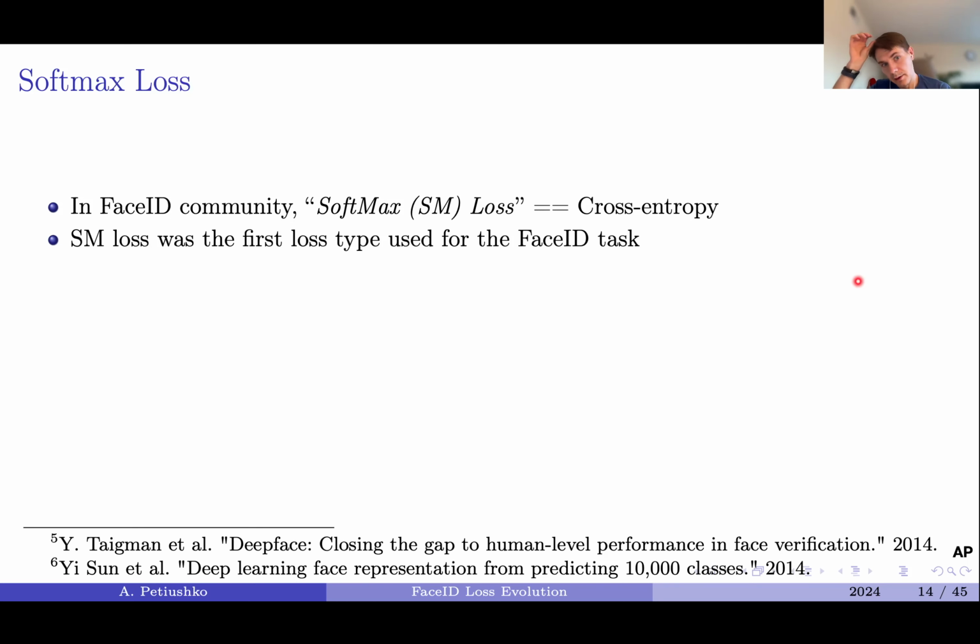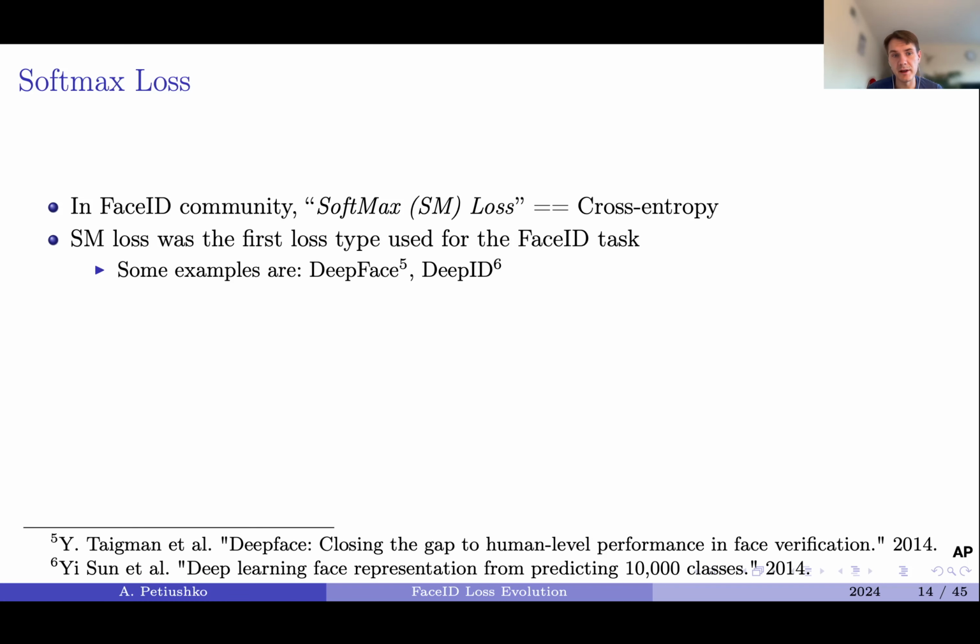So softmax loss was the first loss type used for the FaceID task, because it's the simplest. This is the original formulation of the classification task. We need to use cross entropy, because this is the same as maximum log likelihood estimation, like we remembered from the previous lecture. And why is it important? Because it makes the one-hot encoded probability of the ground truth as close as possible to the predicted ones. So very obvious, very natural.